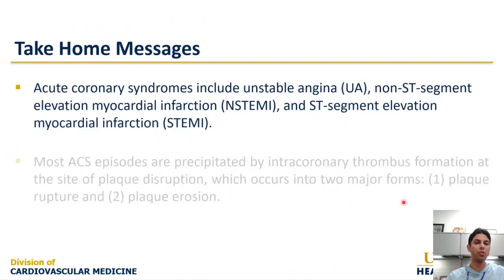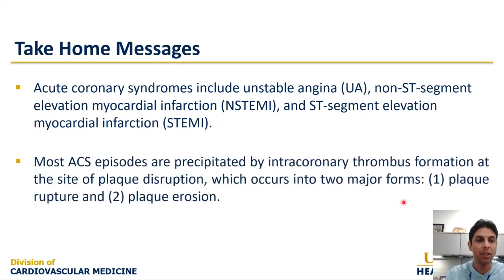So our take-home messages: acute coronary syndromes. Okay, so take-home message number 1. Acute coronary syndromes include unstable angina, non-ST segment elevation myocardial infarction, NSTEMI, and ST segment elevation myocardial infarction, STEMI. So you got to know what acute coronary syndromes are. And we distinguished unstable angina from an NSTEMI by the fact that in an unstable angina scenario, we do not see cardiac troponins elevated because myocardial infarction is not taking place.